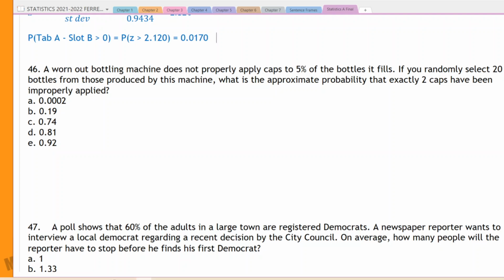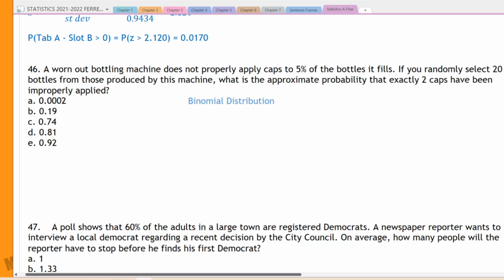So I think the trap here, after we just did that normal distribution, might be thinking that this is actually a normal distribution. And there's nothing here that says that there's a normal distribution. There's no mean, there's no standard deviation, and most importantly, we don't even see the word normal here. So we have to decide what kind of distribution we are talking about here, because we're talking about 2 caps out of 20. This does seem to be like a binomial distribution.